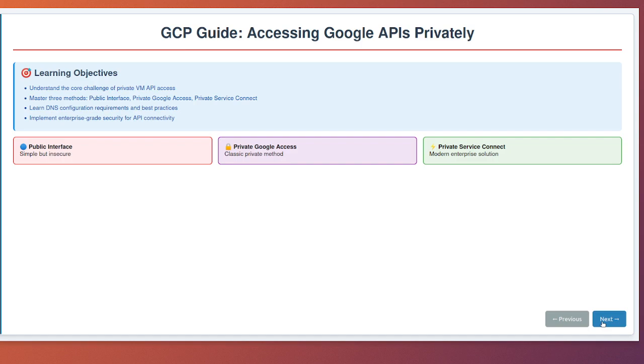BigQuery, or Pub/Sub. I will walk you through three distinct approaches, from the basic public method to the advanced Private Service Connect, showing you exactly when and why to use each one. By the end, you will understand the complete DNS flow, security implications, and practical configuration steps for enterprise-grade private connectivity.